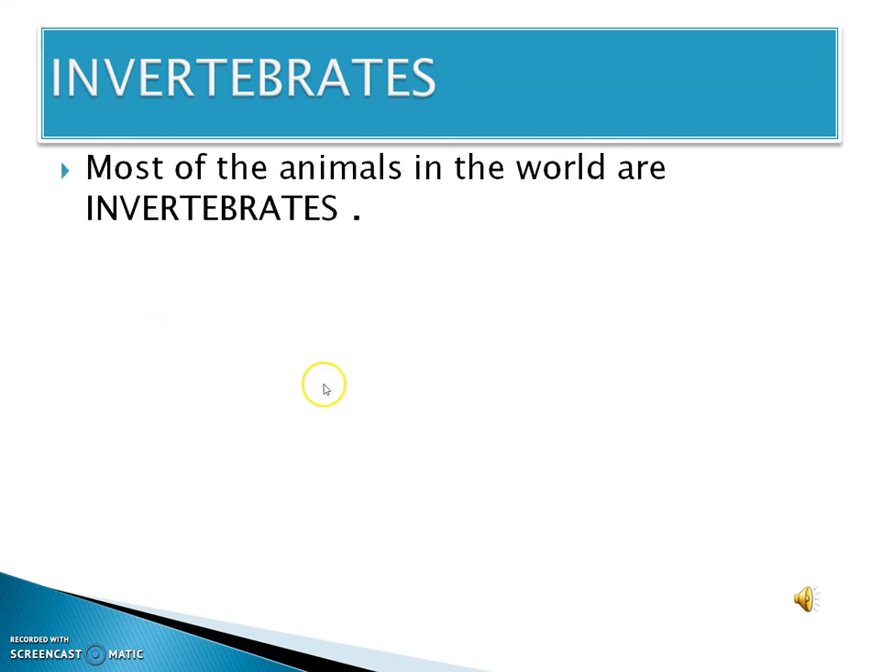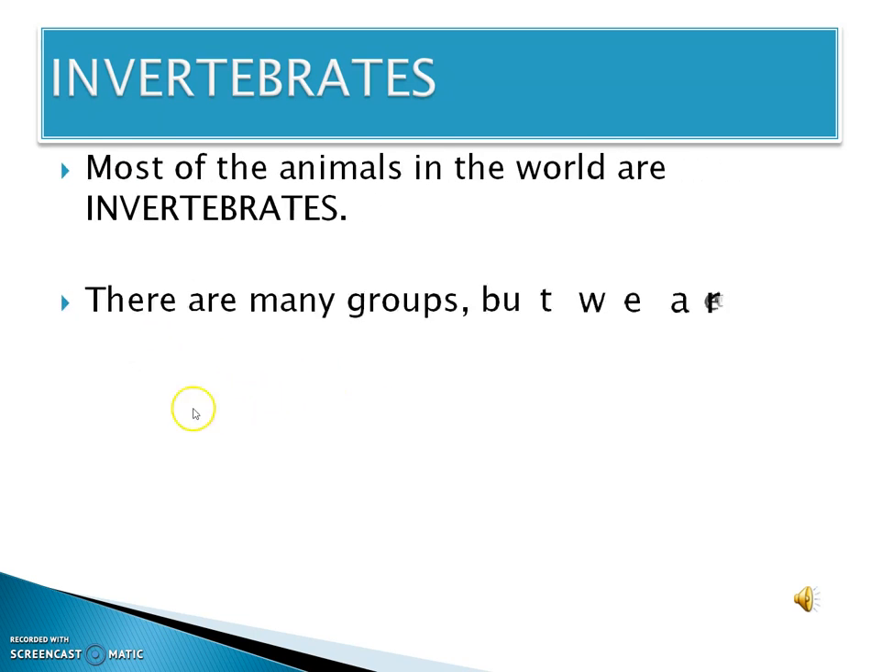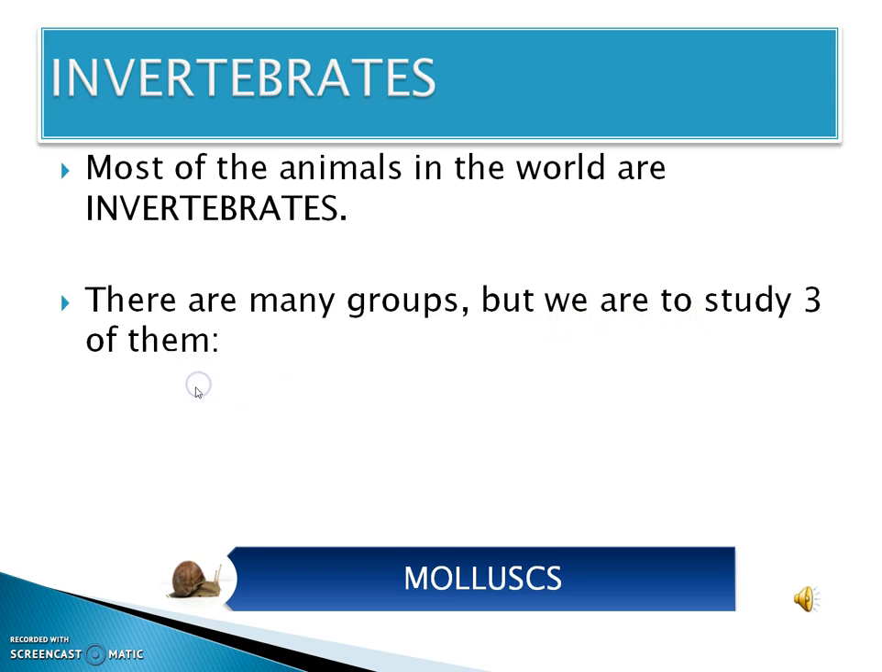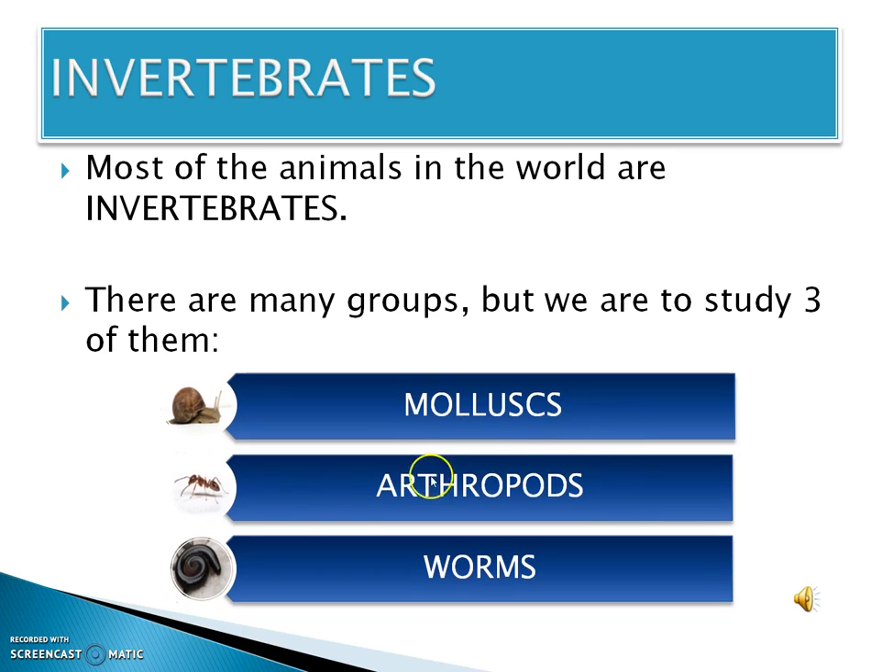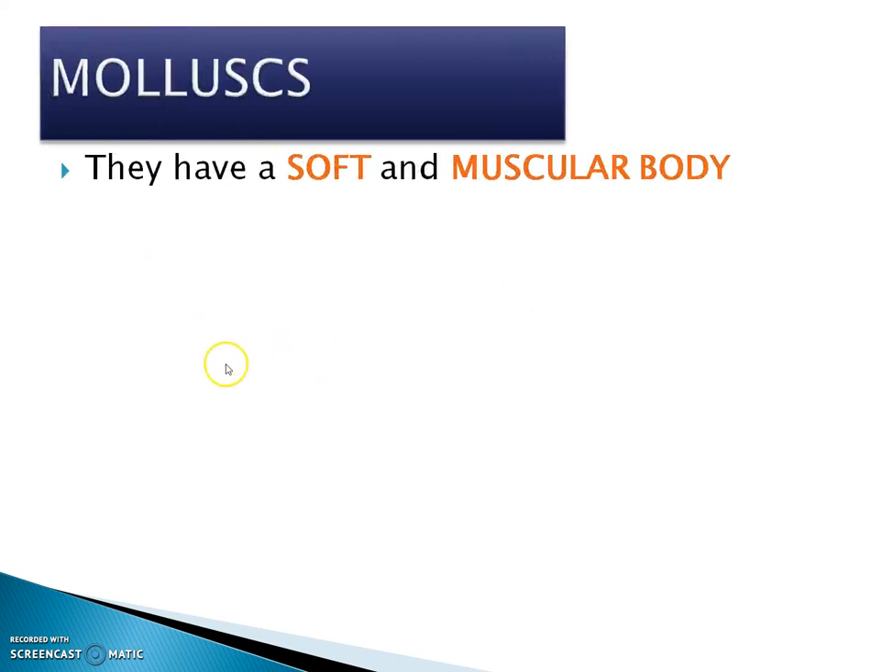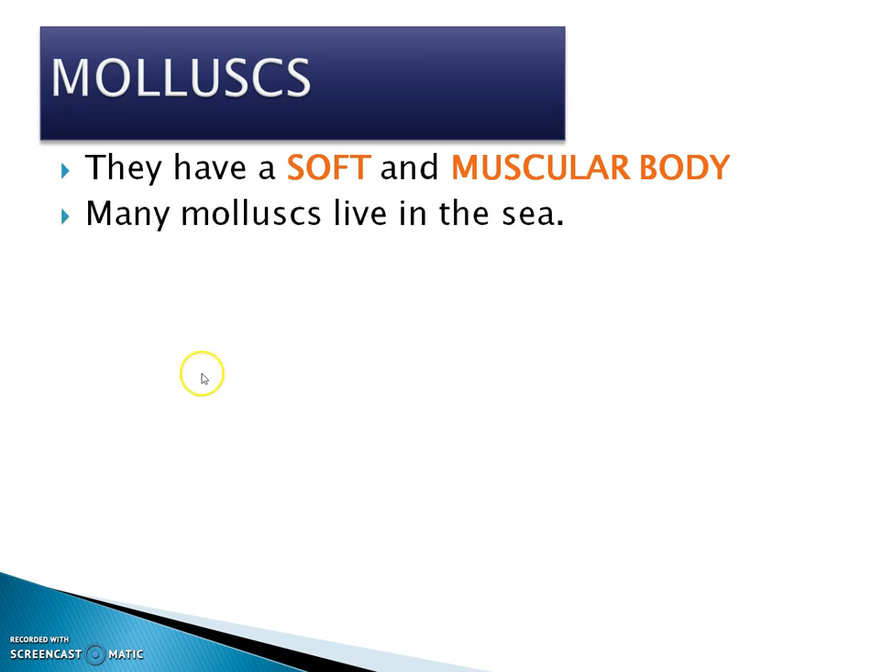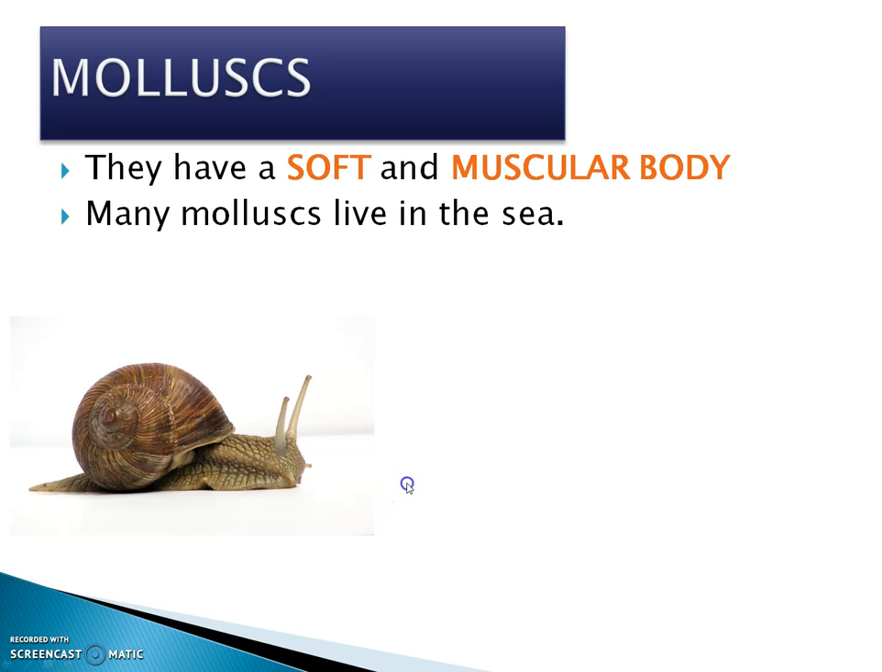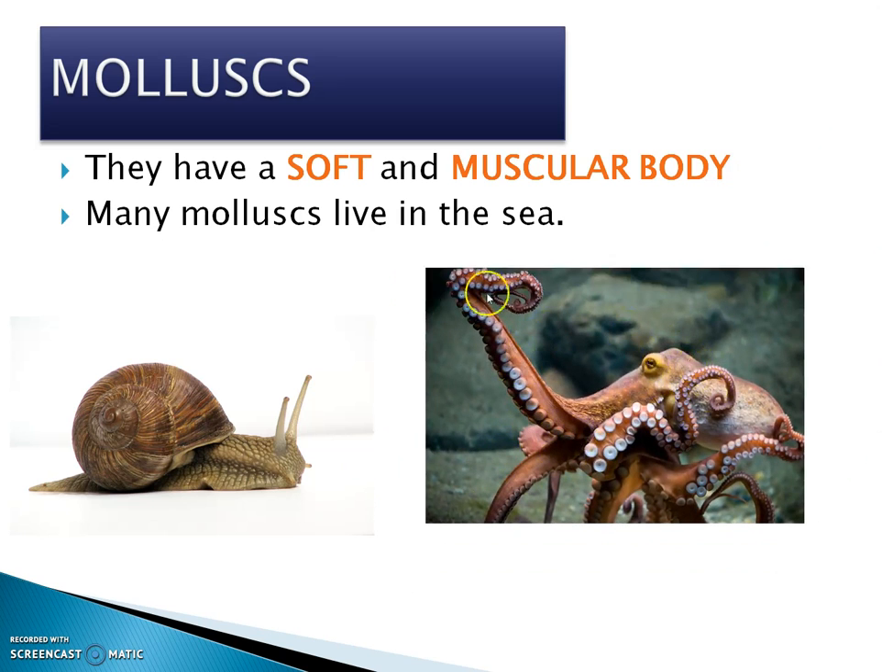Let's go with invertebrates now. Most of the animals in the world are invertebrates. There are many groups, but we are going to study 3 of them, which are mollusks, arthropods, and worms. Let's go with the first group, mollusks. They have a soft and muscular body. Many mollusks live in the sea. This is a snail, which is a mollusk, and the octopus that lives in the sea.